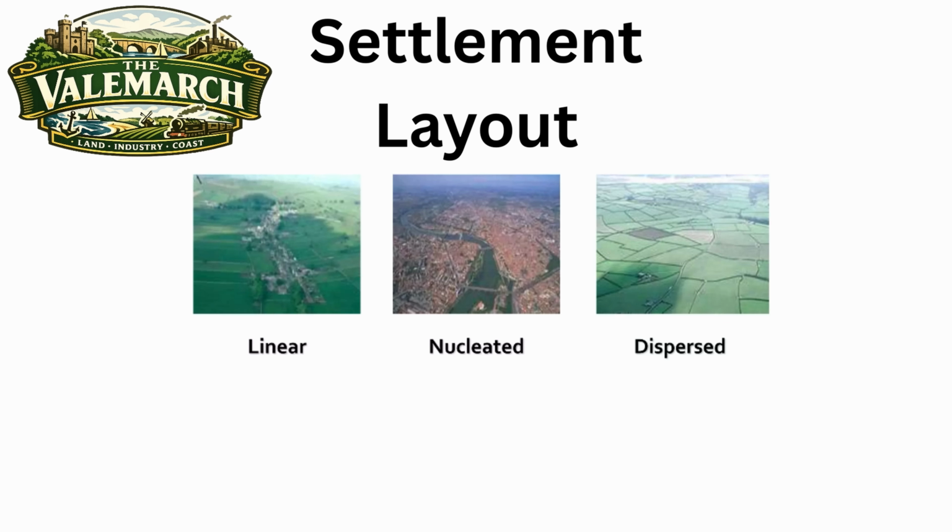And finally, the dispersed layout. This is where homes and small communities are spread out more loosely across the landscape. In Valemarch, you'll see this in the rural outskirts, the scattered farms that will be placed, the small hamlets, the low-density housing that gives the region a sense of space and breathing room. It's not all about density. Sometimes the gaps between the buildings tell the story just as much as the buildings themselves.